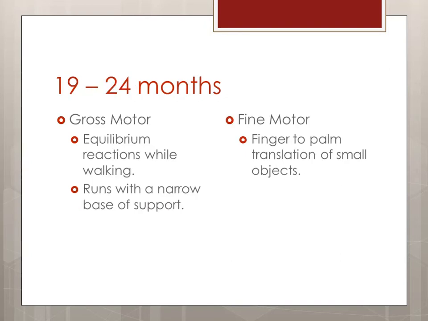Okay, for 19 to 24 months, their gross motor skills are going to have equilibrium reactions while walking. So again, those protective reactions, keeping them upright, keeping their head in midline. They're going to be able to run with a narrow base of support. And then for fine motor skills, we're going to see that finger to palm translation of small objects. So they'll be able to move small objects from their finger and then transition them into their palm.